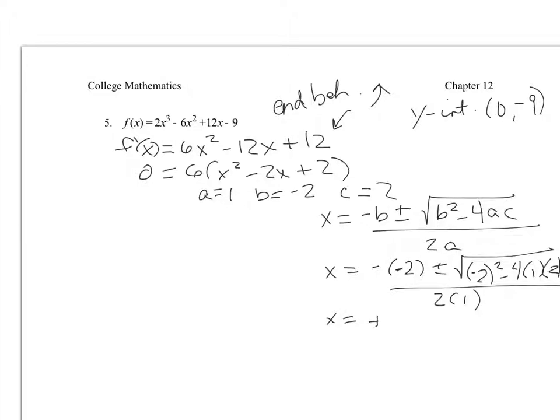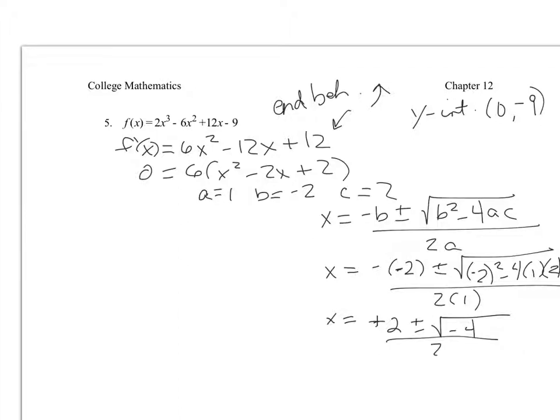So I've got a positive 2 plus or minus the square root of. Now I need to clean up what's underneath the radical. If I square negative 2, that gives me what number? 4. And 4 minus 4 times 1 times 2 is, 4 minus 8 is a negative number. Okay, now what is that telling me?